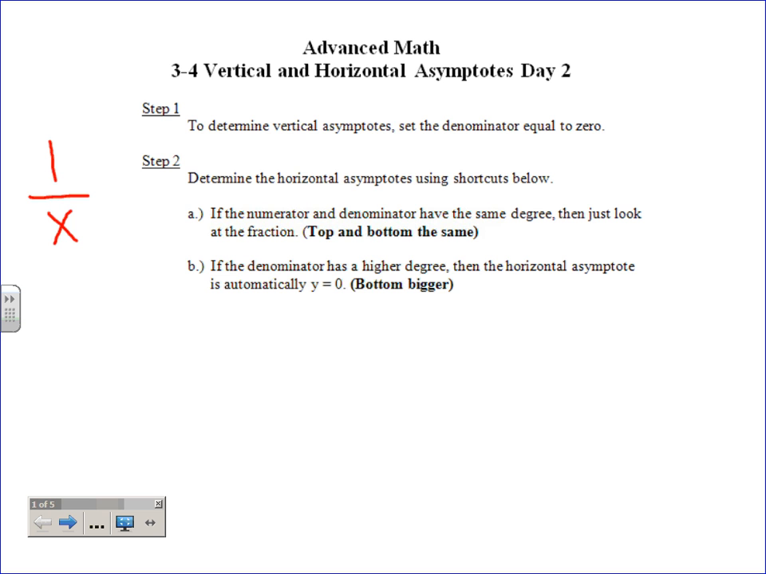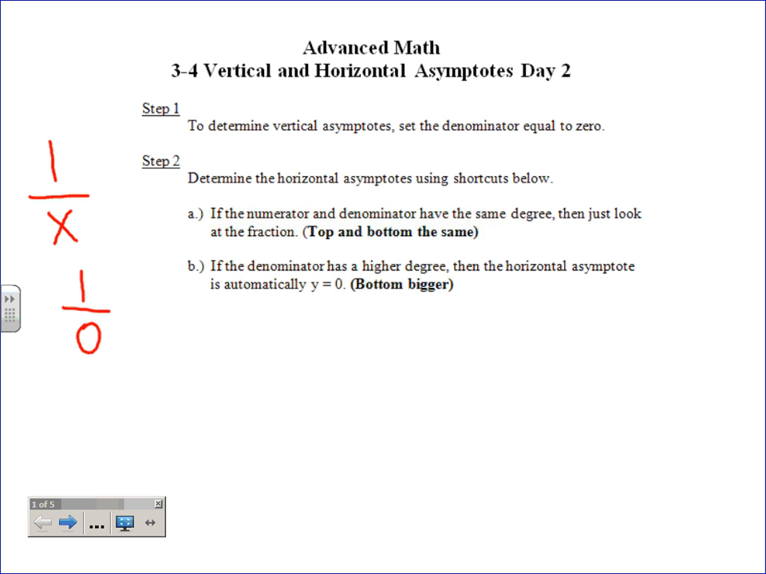This one here says to determine vertical asymptotes. What you're going to do is set the denominator equal to 0. Well, of these two, which one's the denominator, the 1 or the x? The x is the denominator, right? And the reason we set that equal to 0 is, do you agree if I had this, that's a problem? Huge problem, isn't it? Because that's the one thing not defined in math, dividing by 0.